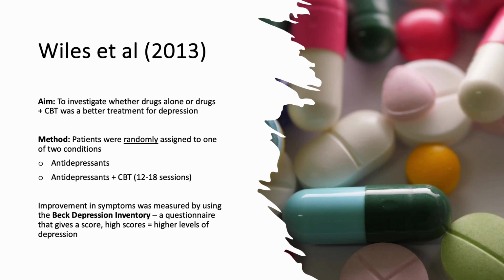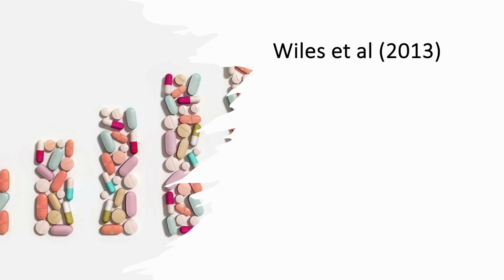that provides a participant with a score. They have to fill it out themselves. Those with a high score indicates a higher level of depression. So the results of Wiles' study was that those who had antidepressants alone were 21.6%. They had more than 50% reduction in symptoms. So about 22% of participants had reduced their symptoms by half with just the drugs.